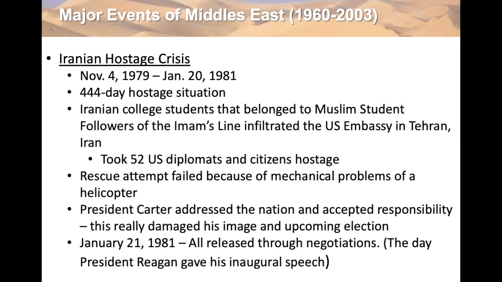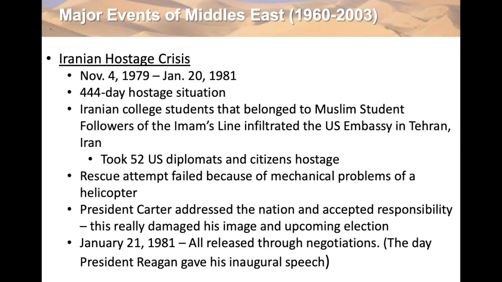The Iranian hostage crisis occurred November 4th, 1979 to January 20th, 1981. And there was a rescue attempt which failed because of mechanical problems of the helicopter that was bringing the commandos, the special forces, in to attempt the rescue. President Jimmy Carter addressed the nation and accepted responsibility for this failed attempt. Well, when he got on the TV and said this and took responsibility for it, it really damaged his image.